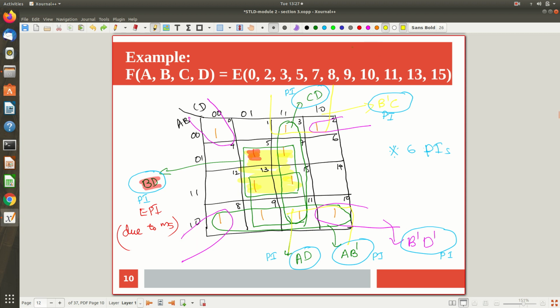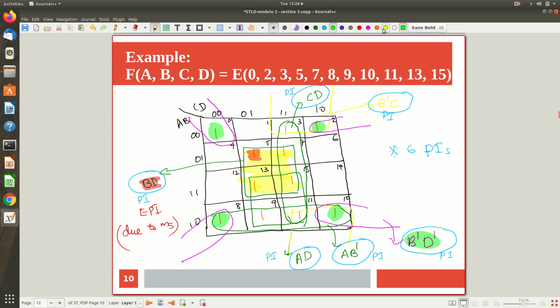Let's see. Let's give this a color. The group I am interested in is the corner grouping containing this one, or if you want, you can give a different color. The group I am interested in is this one, and this one. Together I call it B dash D dash, right? And my argument is this is an essential prime implicant because it contains this special one. So this is the special one I am having.